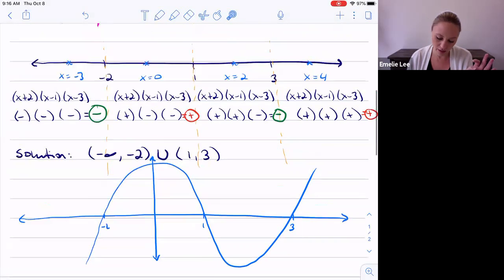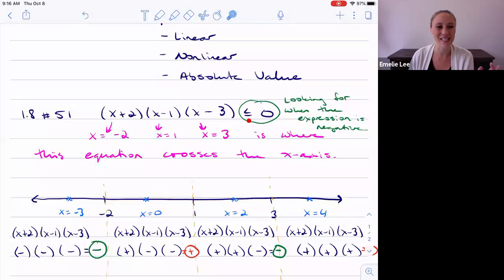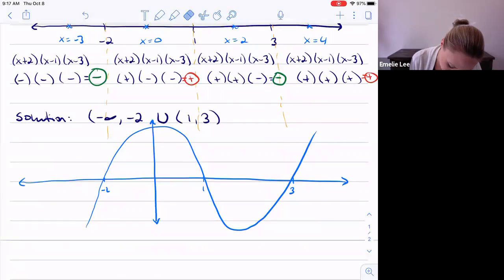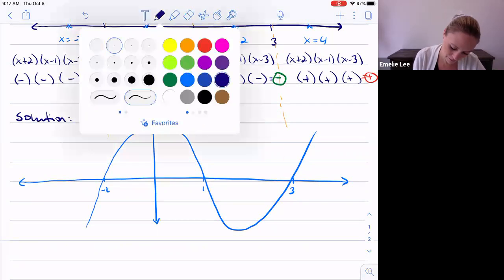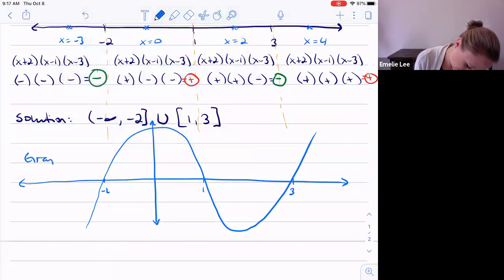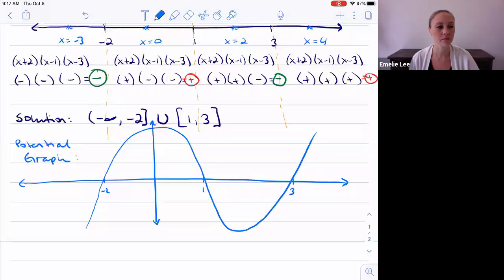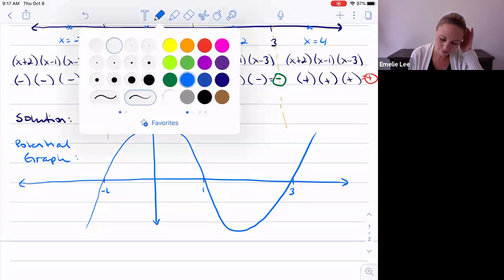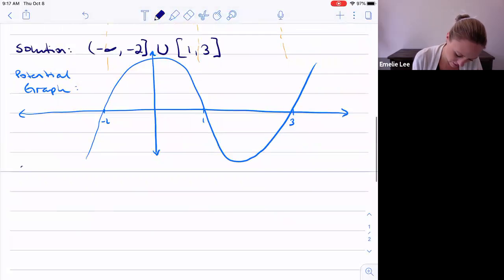But I just want to check in because I want to know when it's less than or equal to 0. And it's equal to 0 at all of these points. And so I should actually be using square brackets around these things. So here, I'll just put that this is the graph, or I'll say potential graph. So that is the end of our review.